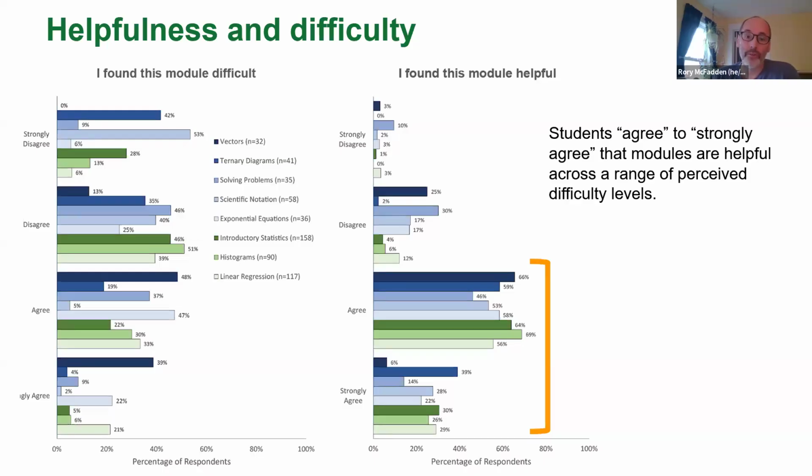But importantly here, when you look at the helpfulness, so the rightmost graph, all of the modules, regardless of difficulty level, the students found to be helpful. They either agreed with that statement or strongly agreed with that statement. So I think that's important to see that this is something that the students were looking at and thinking it helped them in their courses.